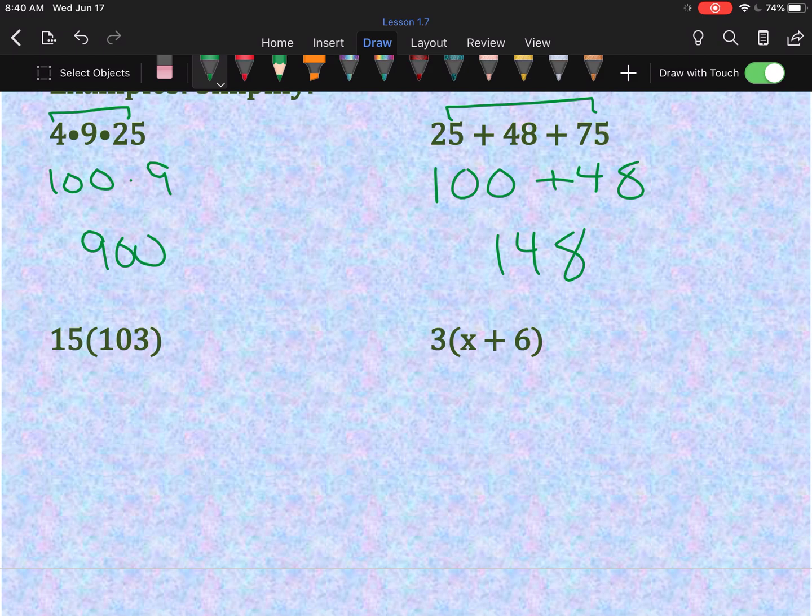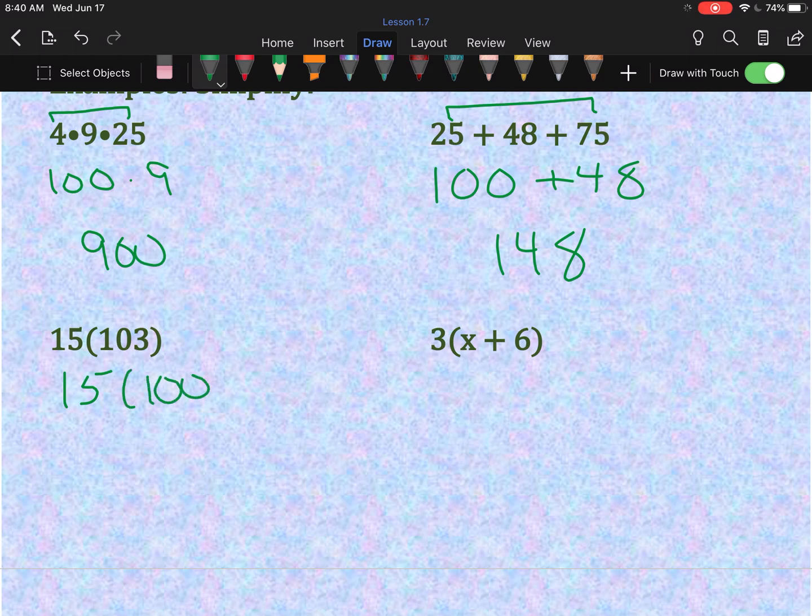15 times 103. Now you might be looking at this saying, well, there's no shortcut here, just multiply them. To which I say the answer is 1,545, and I know that because I distributed. Yes, I also did it in my head. Yes, I've been doing this a long time. But here's what I did.